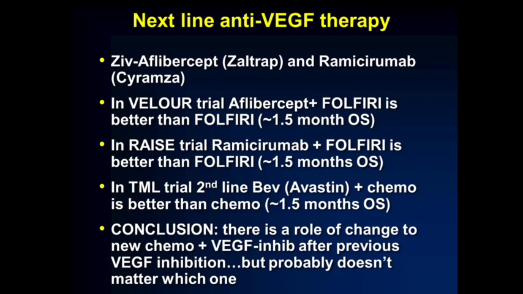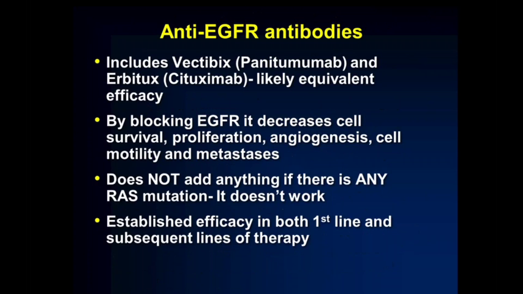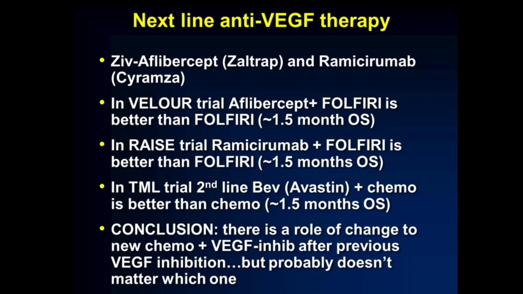And the TML trial in second line combined bevacizumab or Avastin with chemotherapy in second line treatment. So it's treatment beyond progression where they'd previously had Avastin, and also showed a 1.5-month survival benefit. So it seems there are 3 different options of anti-VEGF therapy that can be utilized in patients after the front line. And any of these are potential options. It probably doesn't matter which one you give; any of these agents can probably be given with relatively the same outcome. So certainly that's a good option. Any of these are good options.